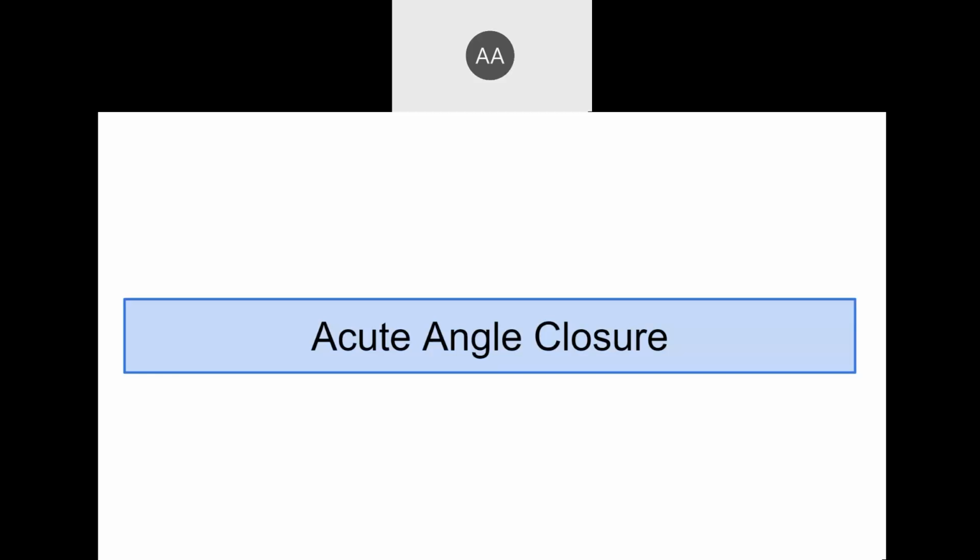Okay, so let's start with angle closure, 2 to 3 minutes, and then corneal ulcer, 2 to 3 minutes, and that's it. Okay, good afternoon, everyone. You agree? No problem?